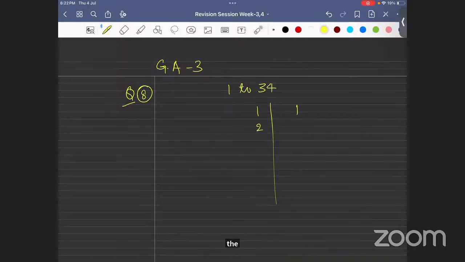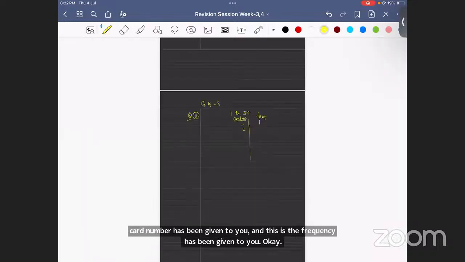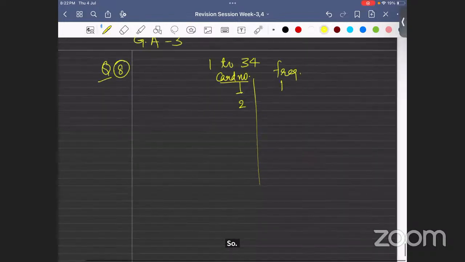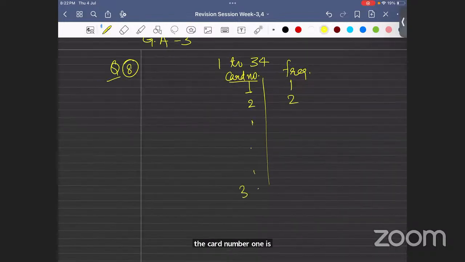Sir, I have a doubt. Mode is defined for the data. So card number has been given to you, and this is the frequency. Yes, card number 1 is occurring once, card number 2 is occurring twice, and similarly card number 34 is occurring 34 times. Now you can calculate it, right?